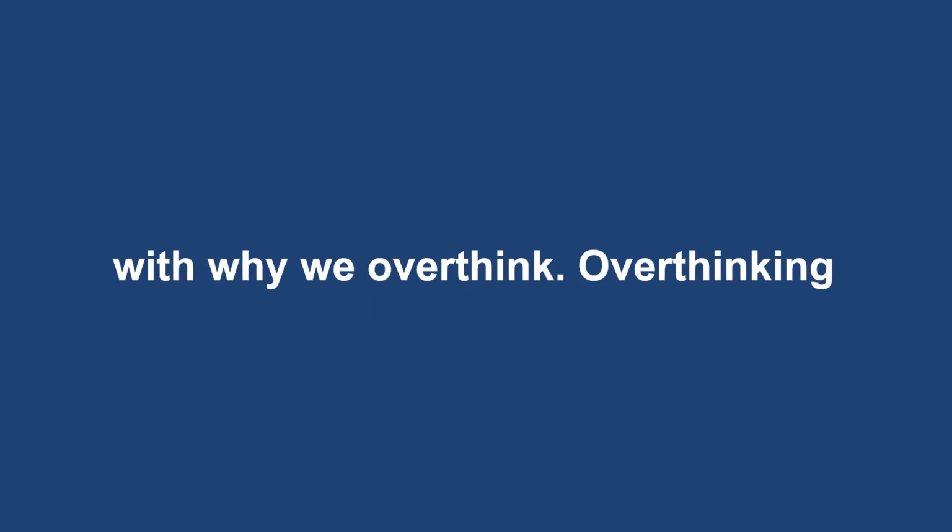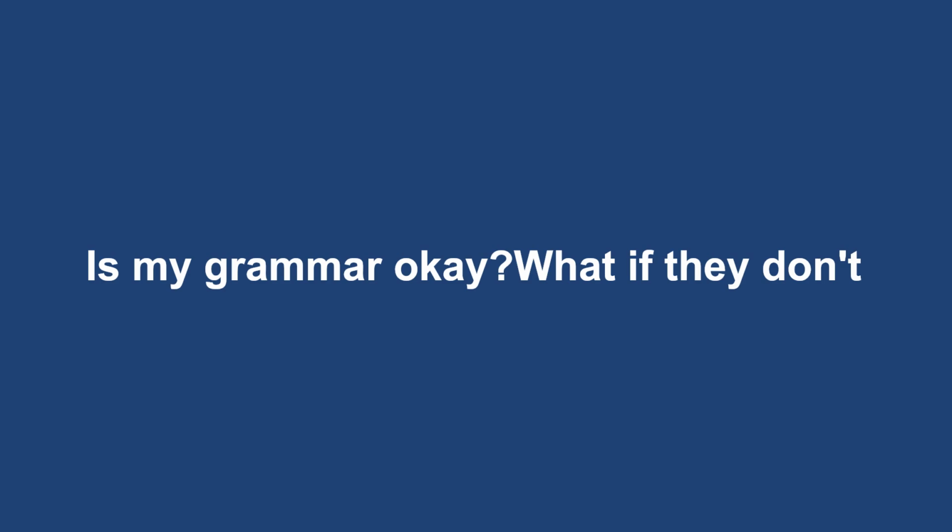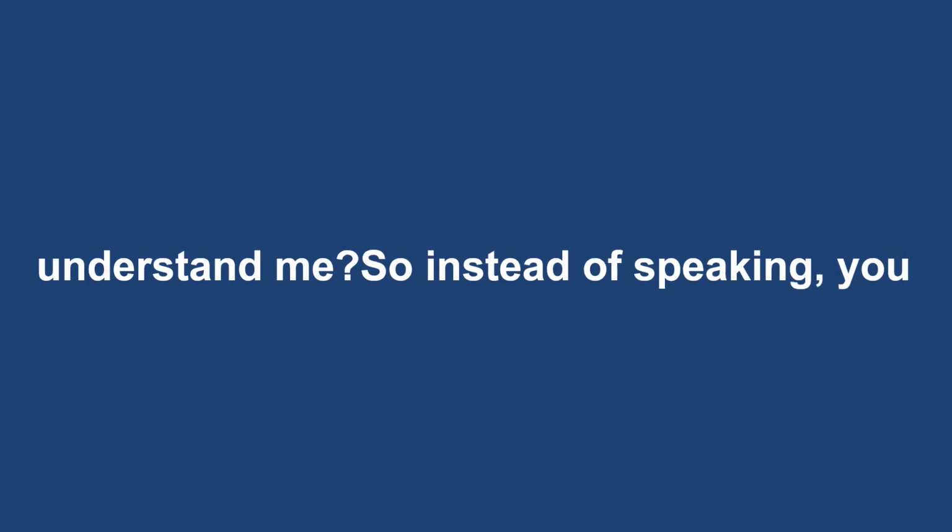Let's begin with why we overthink. Overthinking happens when you're scared of being wrong. You want to say something, but your brain starts asking too many questions. Is this the right word? Is my grammar okay? What if they don't understand me? So instead of speaking, you hesitate. You go silent. You get stuck in your head.